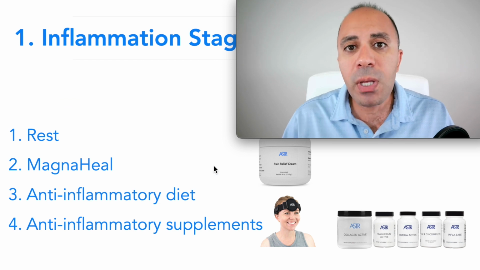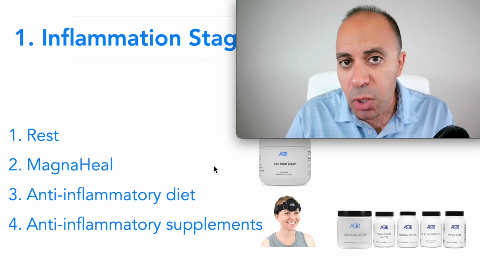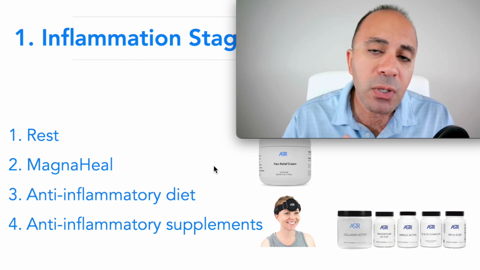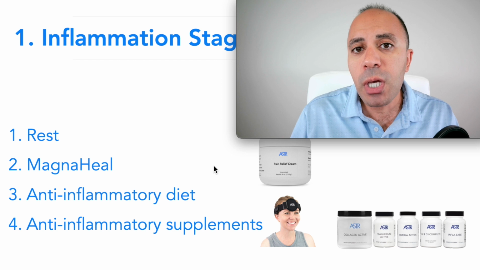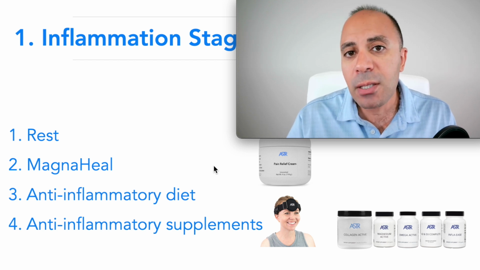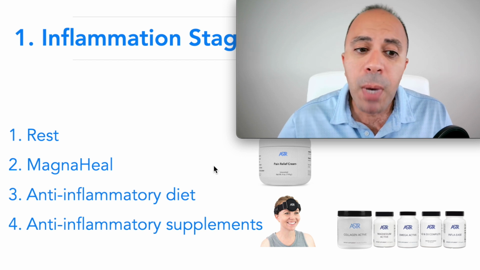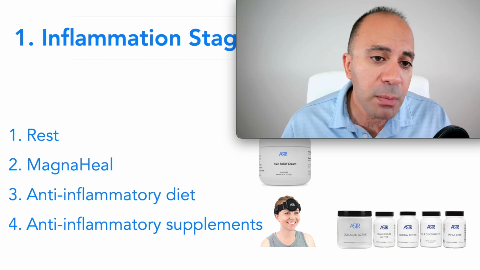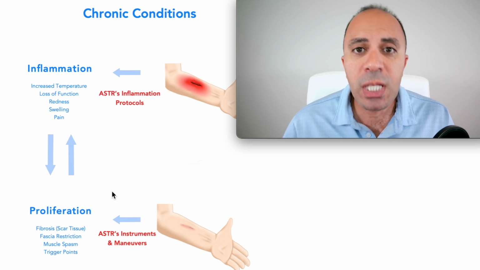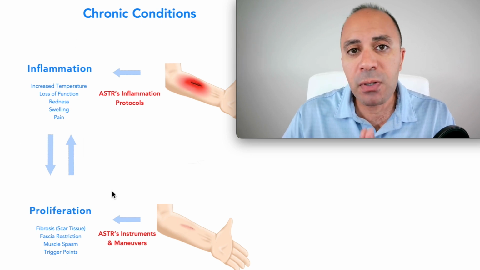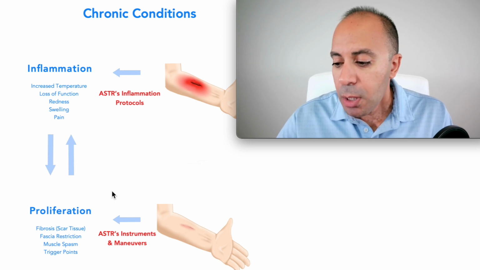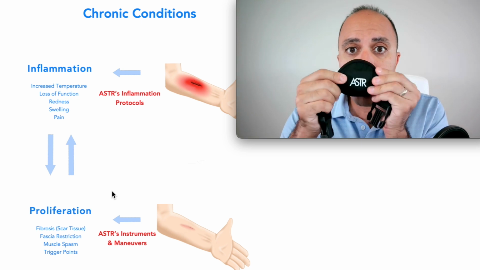So how do we get to the root cause of the problem? Well, first of all, if you have a mild inflammation, just wait, don't do any activity, rest for 5 to 7 days. That should be good enough to calm the inflammation down. Minor cases should recover by themselves. But if you have moderate to severe inflammation, your body is going back and forth between inflammation and proliferation, we have to be aggressive to decrease that inflammation. To do that, I personally use a MagnaHeal 2.